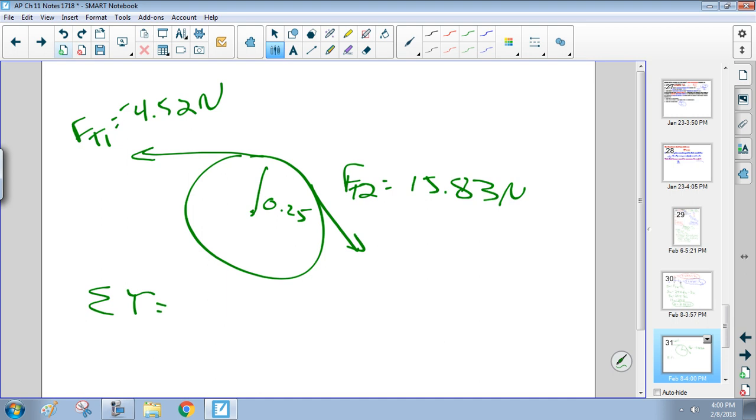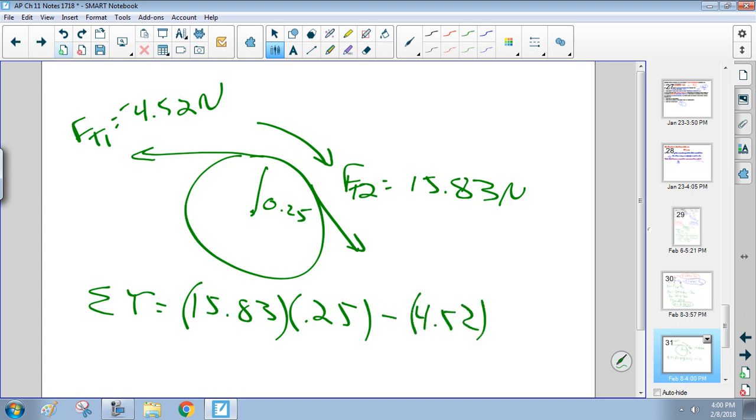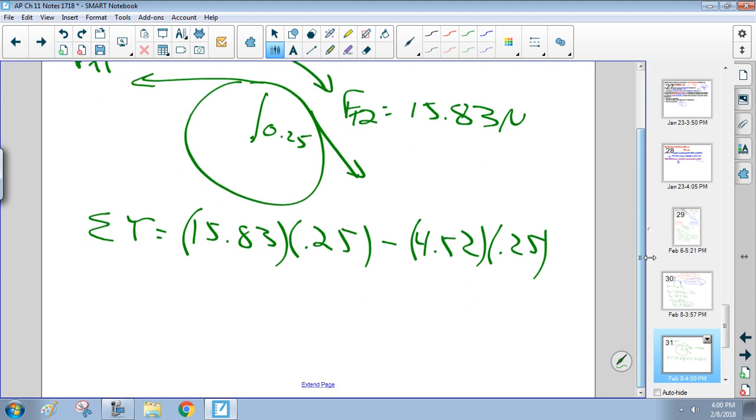So first of all, notice that there's going to be more torque this way. So it's going to be 15.83 times 0.25. That's the torque from tension 2 minus 4.52 times 0.25. That's the torque from tension 1. So subtract those, and you get a number that I don't have written down, unfortunately. So it gives you 2.8275. So now we can check, right?